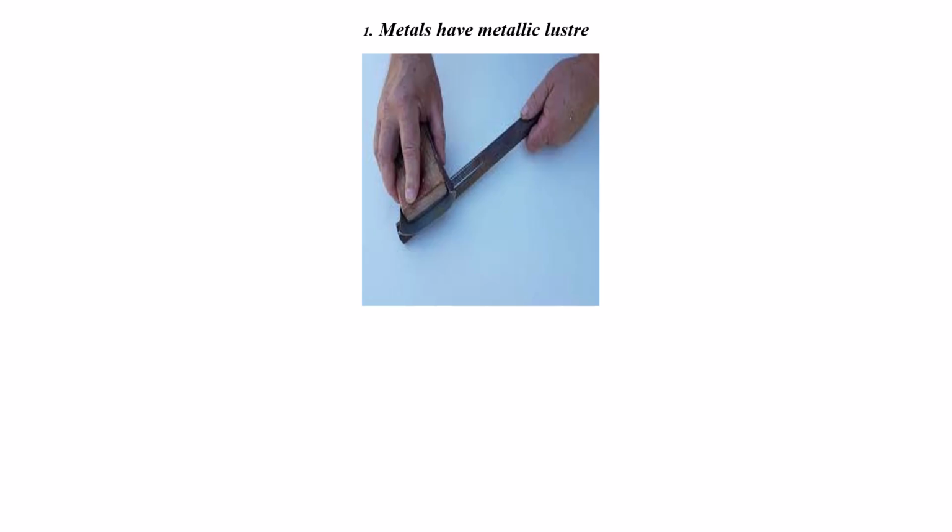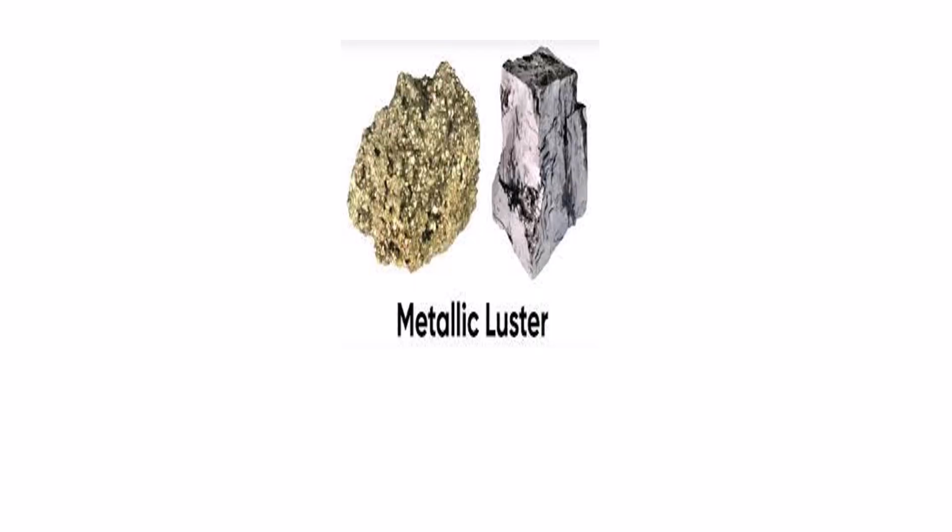Take samples of iron, copper, aluminium and magnesium. Note the appearance of each sample. Clean the surface of each sample by rubbing it with sandpaper and note its appearance as shown in the figure. On cleaning the surface of the metal with sandpaper, the metals shine.